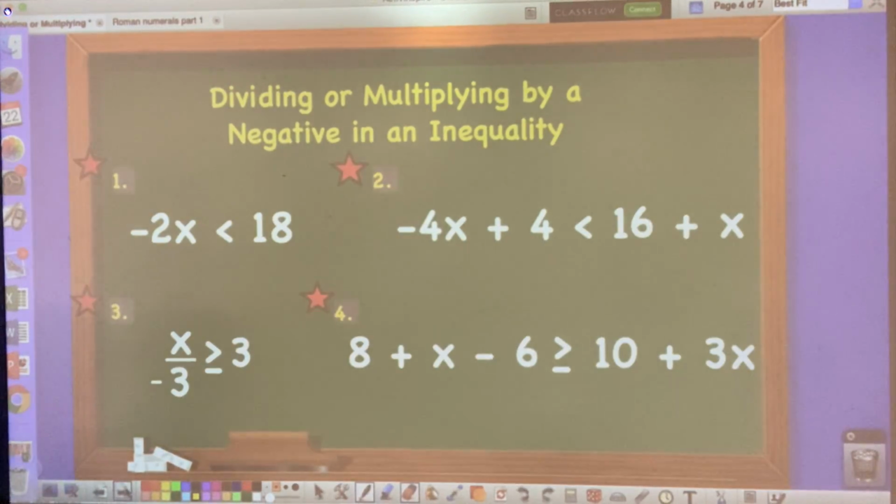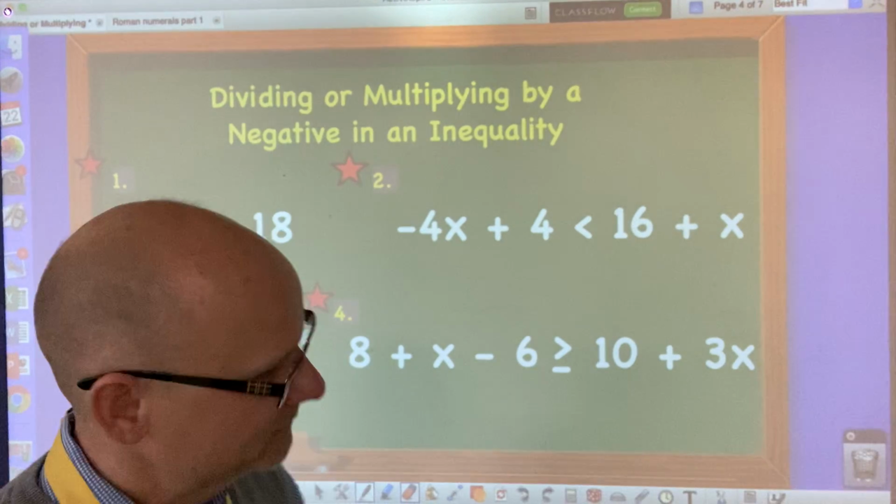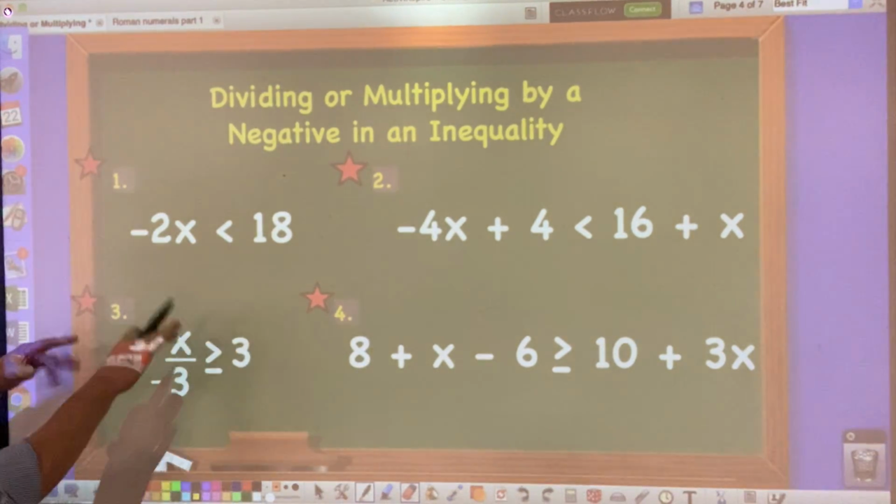So here's what I want you guys to do. Solve these 4 problems. And then we'll go over each one in class when I see you the next day. I don't know if that's tomorrow or the next day. Okay? So press pause, solve these 4 problems.